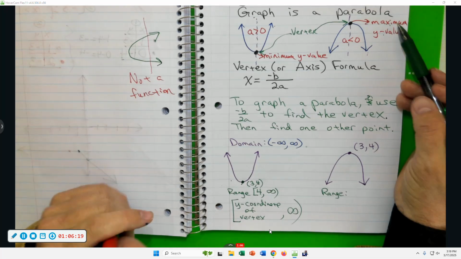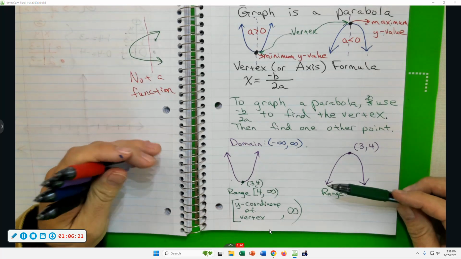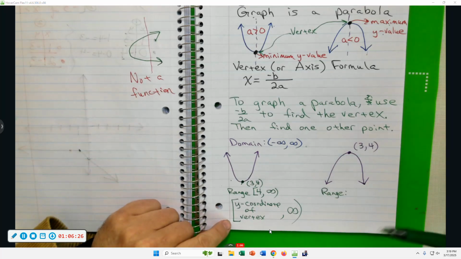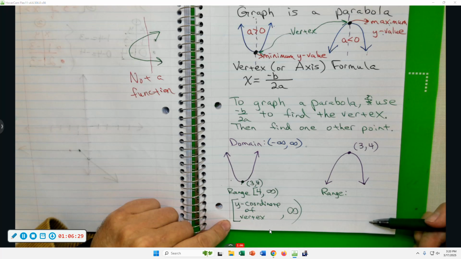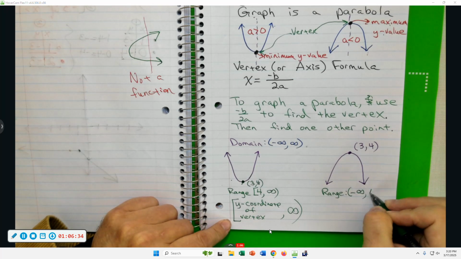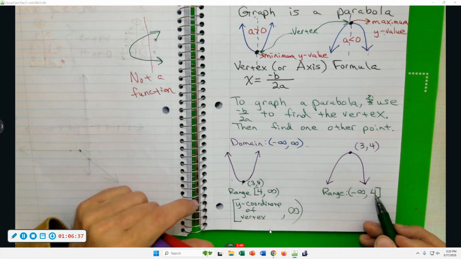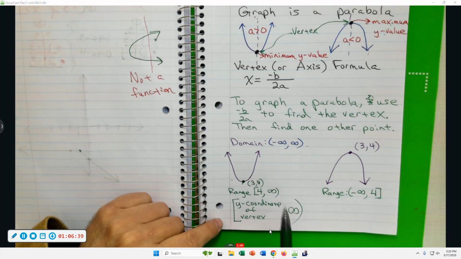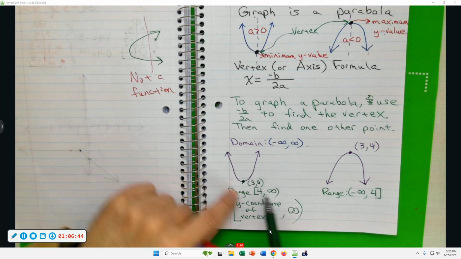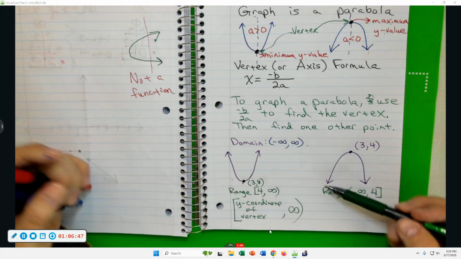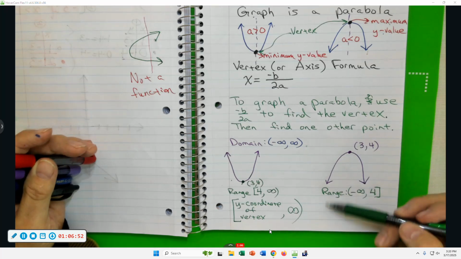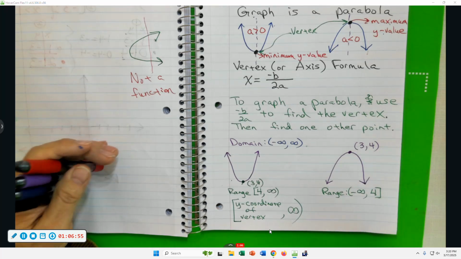Remember, interval notation has to go small to big. So, does this thing keep going and going forever? Yes. So, negative infinity, comma, the maximum y value of 4. Remember, interval notation goes small to big. The smallest y value is 4 when it's opening upward, going to positive infinity. When it's opening downward, the biggest y value would be 4, and every number less than 4 can be used.